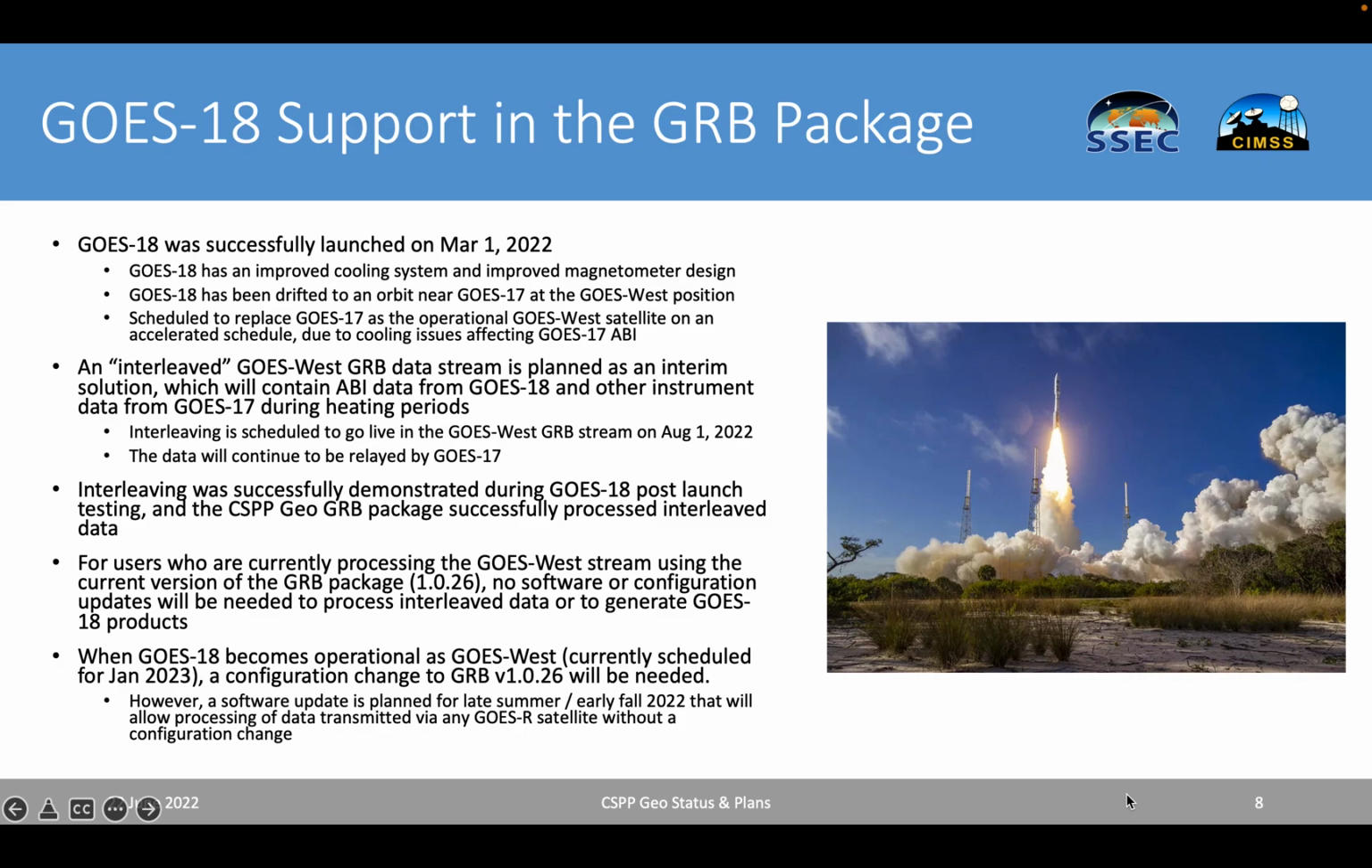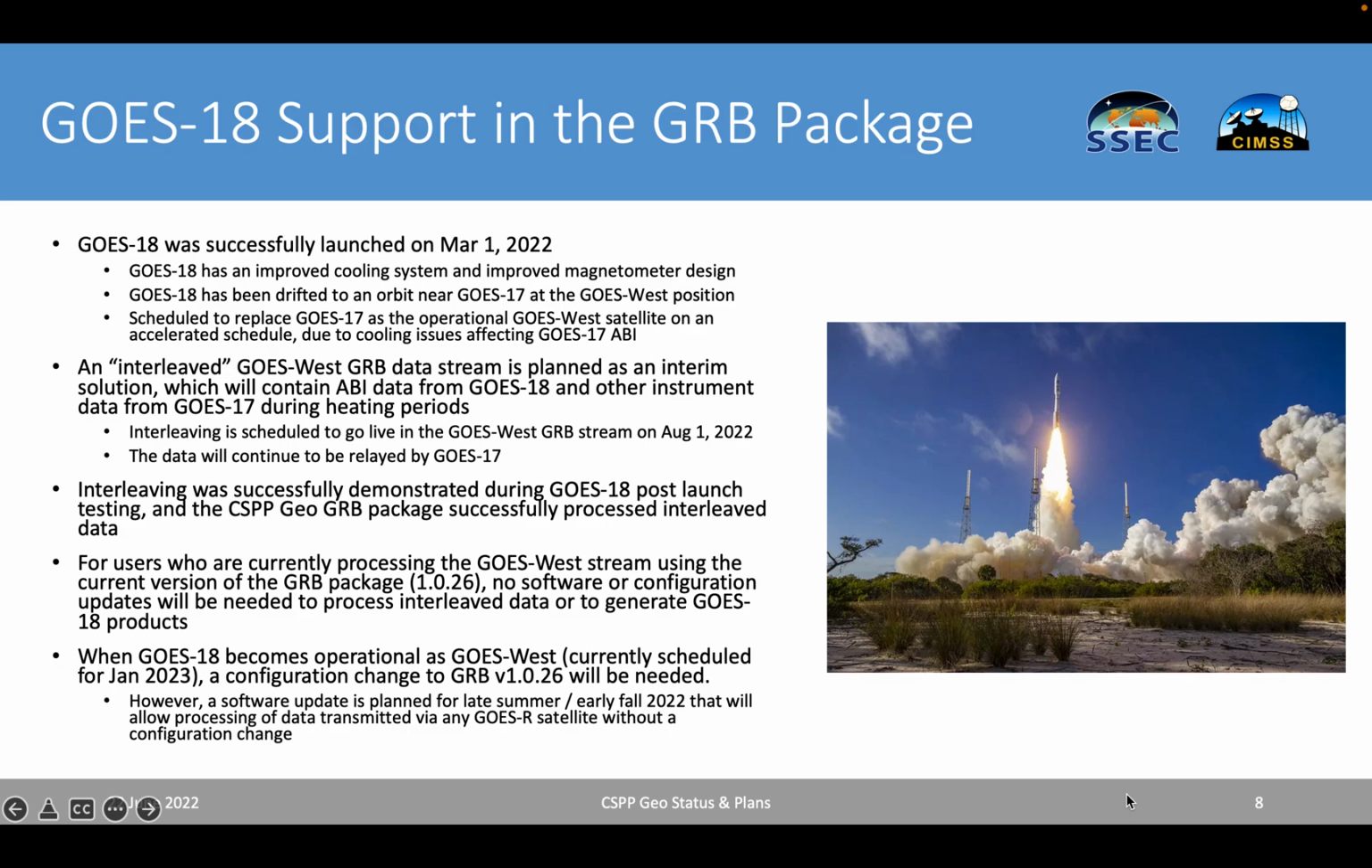But before it goes operational, as an interim solution, something called interleaving is planned. And this is a single GRB stream with data from multiple satellites. In this case, it's GOES 18 ABI along with GOES 17 data from the other instruments. And the plan is that interleaving will be in effect during the times of year when the GOES 17 heating is a problem. And in the remainder of 2022, there are, I believe, two heating periods. So during those times, users will see the interleave data if they're receiving GOES West. The first one starts on August 1st. But the data will continue to be relayed by GOES 17.